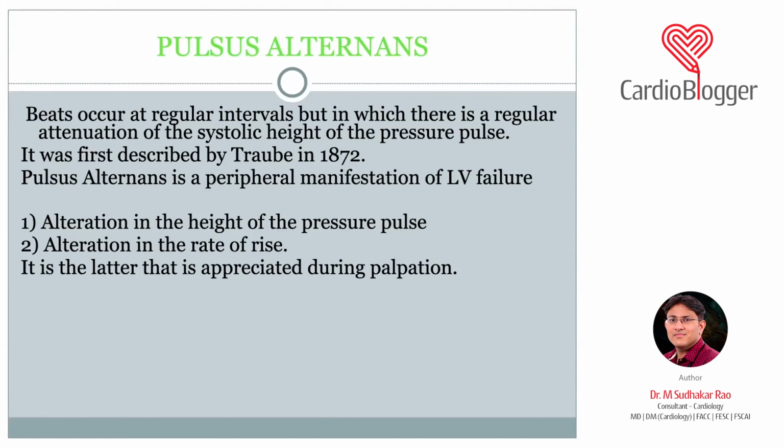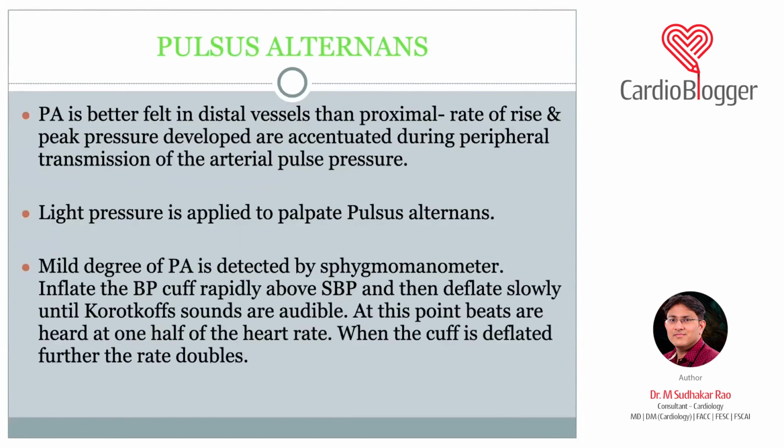The height of the pulse you may not be able to appreciate. You may be able to appreciate only the rate of the rise. So the first pulse may be high and early rising, then slow rising, early rising, slow rising. That is what the alternans is, and it is the rate of rise which is appreciated during the palpation, and it is palpated better in the distal vessels than the proximal. That is, you can feel it better in the radial arteries than the carotids or the brachial arteries. And also you should always palpate it with a light pressure applied over the fingers.